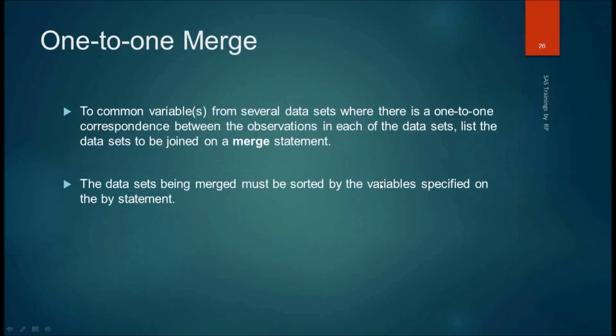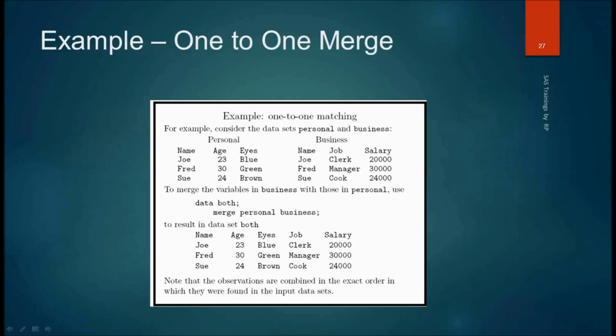Before merging the 2 datasets, they should be sorted by the common variables by using the BY statement. So for the example of the one-to-one merge, if you see here, there are 2 datasets called personal and business. In personal and business, we have one common variable called name. If you see the name variable in both datasets, we have the values JOE, FRED, and SUE. These 3 common observations or names are also present in the business dataset. So there is a correspondence on the name variable.